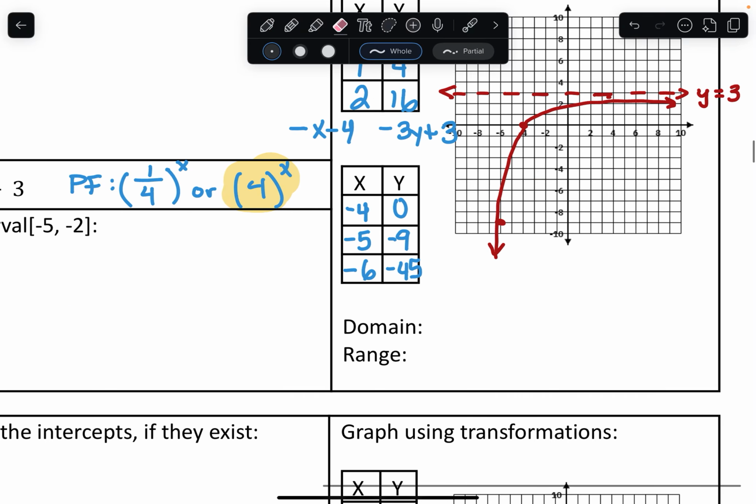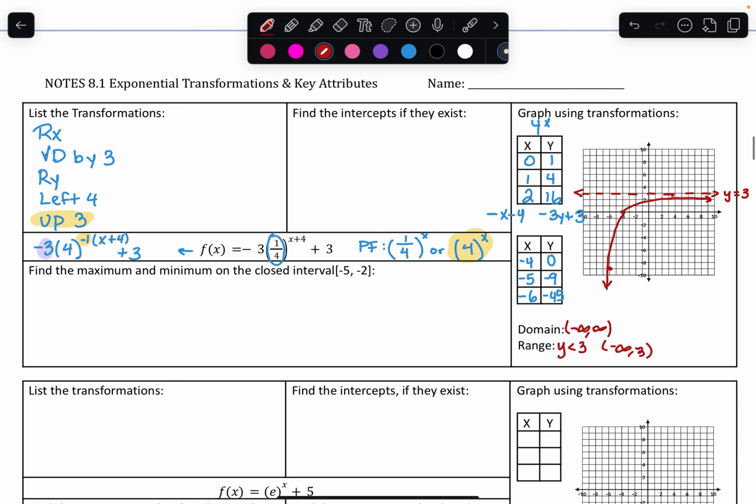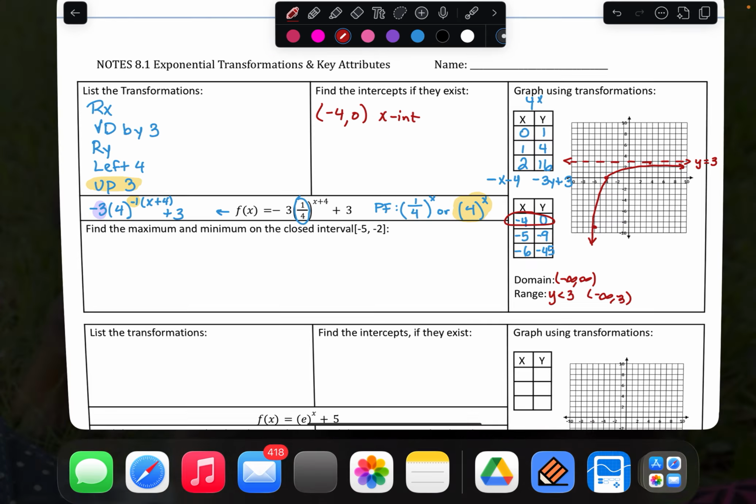Okay, domain is all real numbers all the time. We have -infinity to +infinity. And then I can see that these values are all of the y values less than 3. All right, let's find our intercepts. Well, we don't have to use the calculator function to find the x-intercept. That was actually solved for us. We have -4, 0 for the x-intercept. And then for the y-intercept, I am going to use the calculator for that one.